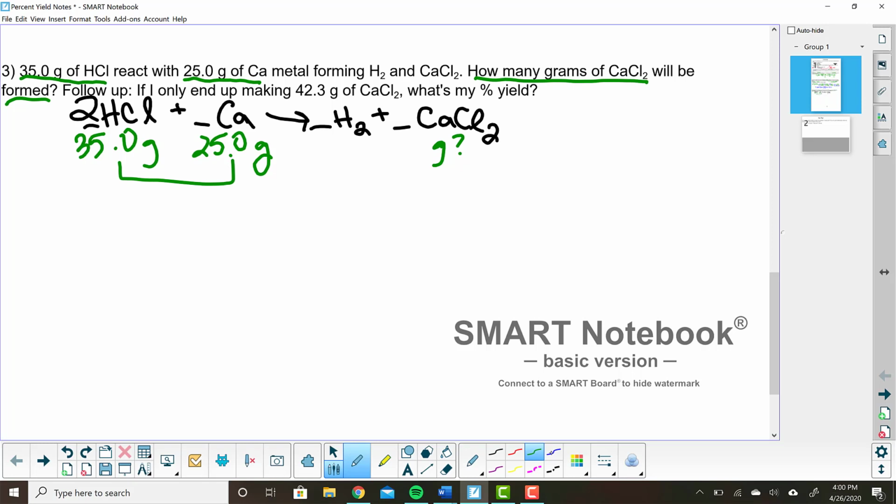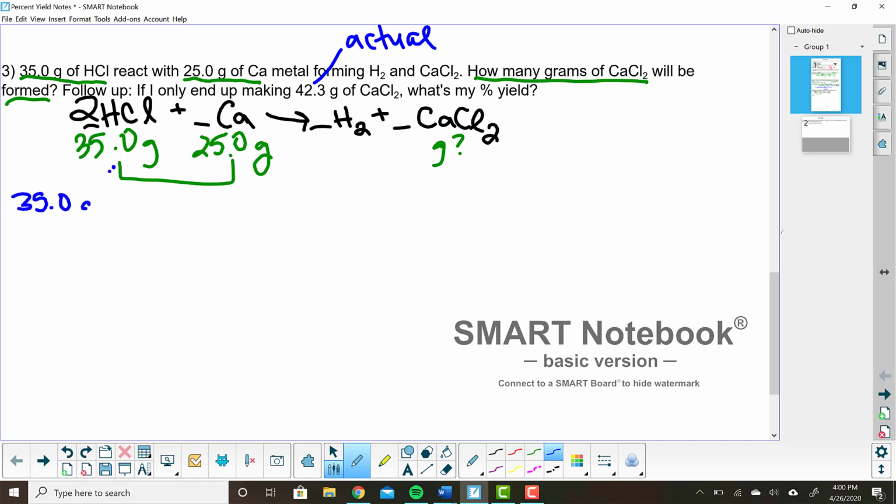Then the problem says, follow up. If I only end up making 42.3 grams of calcium chloride, what's my percent yield? So we know there's a part 2 to this problem, calculating percent yield, and this 42.3 is the actual yield. Through my limiting reactant calculations over here, I'm going to have to find the theoretical yield. So let's start with that.